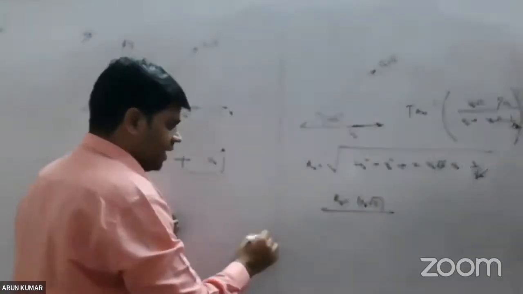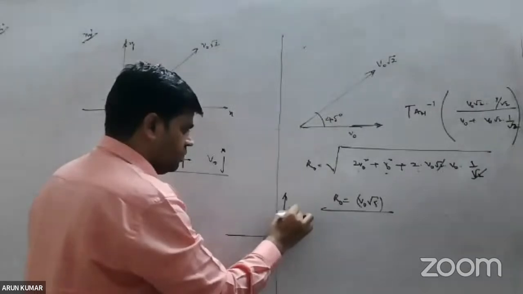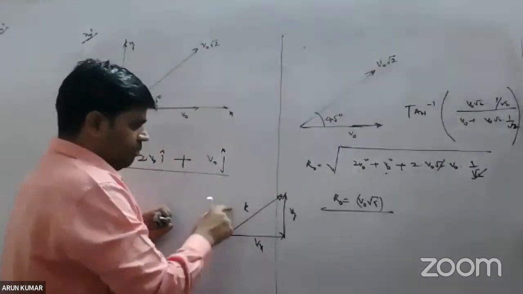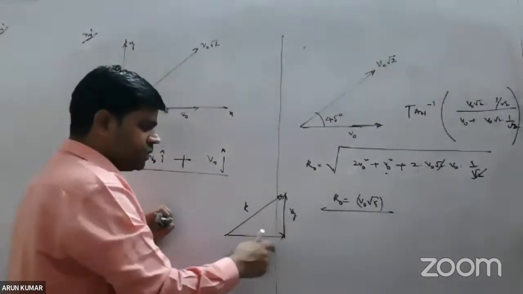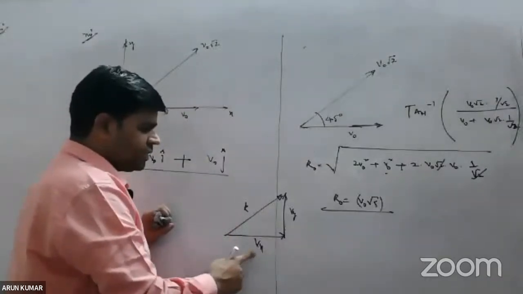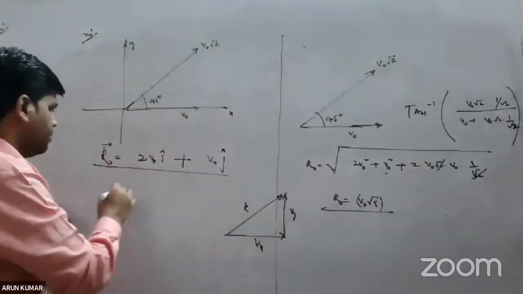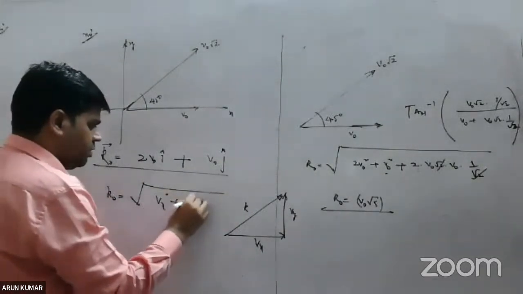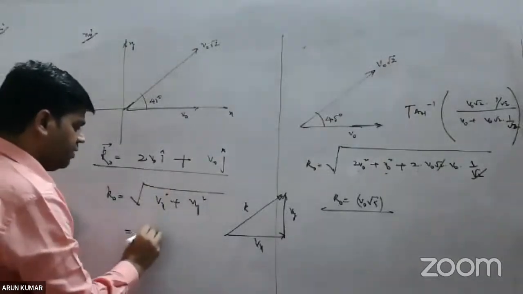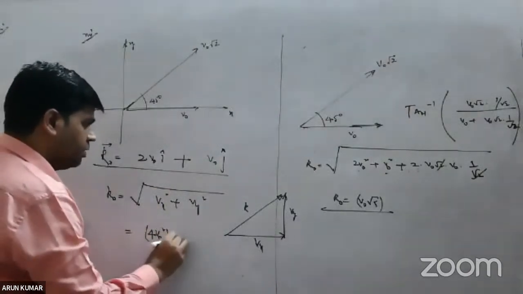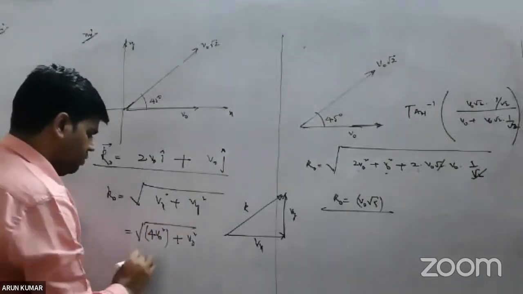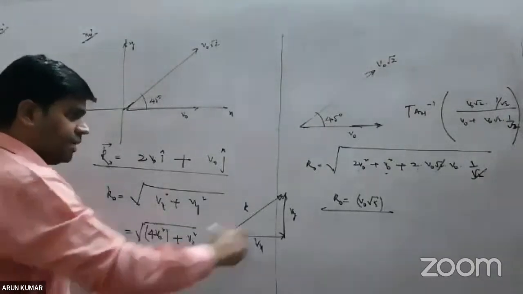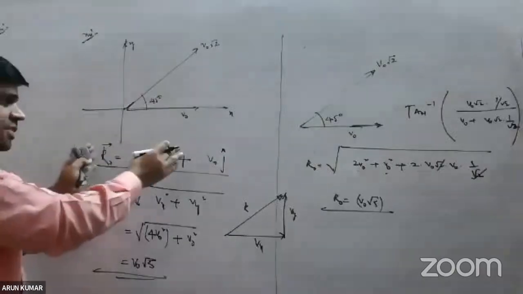See, in the previous case, when we had Vx and Vy, this is the resultant. The hypotenuse is nothing but the sum of the squares of these two, Pythagoras theorem. So r square is equal to Vx square plus Vy square, so r is equal to root of Vx square plus Vy square. That is 4 V naught square plus V naught square under root, which is nothing but V naught root 5. I'm getting the same magnitude here and here. Only the representation was different.